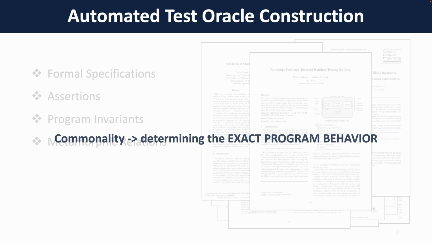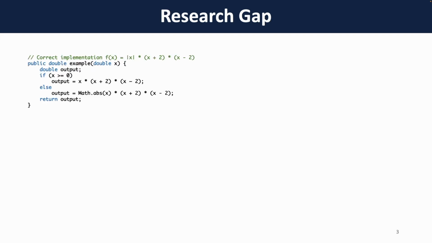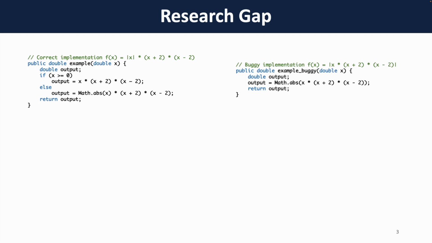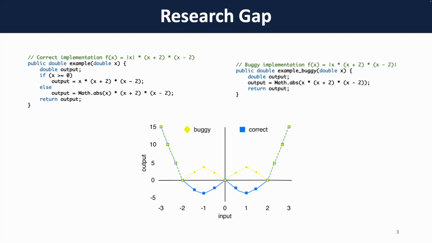But the problem is even worse, and I will explain why with an example. In the beginning, let's focus on this implementation here, which is a correct version of the mathematical function absolute value of x times x plus 2 times x minus 2. And let's also look at a buggy implementation of the same function, which is only misplacing the absolute value at the end of the statement. The graph shown on the slide describes the behavior of the program. We can plot this graph for this example because the unit test is very simple, but as the complexity of the program increases, for instance, if we have user-defined objects and arrays as inputs, determining such graphs becomes infeasible.